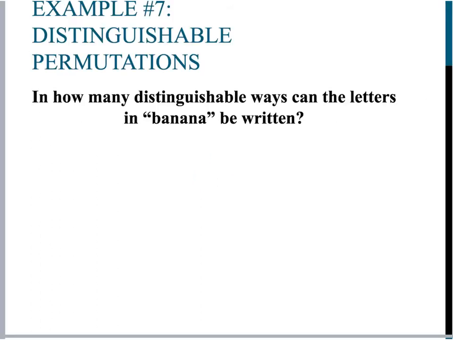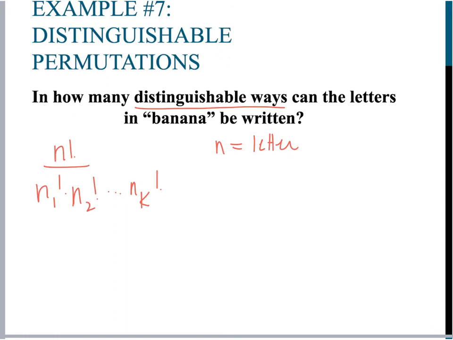So it says, in how many distinguishable ways can the letters in banana be written? This is nice, they give you the keywords, distinguishable ways. So first of all, to use the formula, it's n factorial over n1 factorial, n2 factorial, dot, dot, dot, up to nk factorial, right? And so n means the letters in banana, and the amount of letters in banana is 6, right?